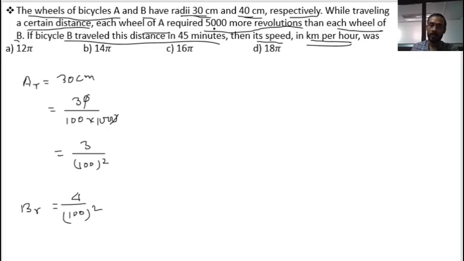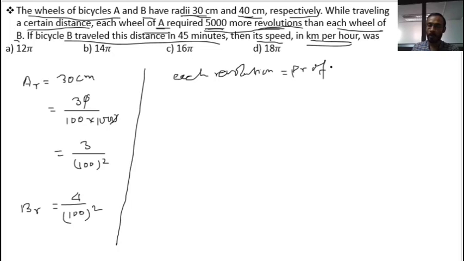Now here it is mentioned that for a certain distance, the wheel of A required 5000 more revolutions, right? So that means the wheel of B required 5000 less revolutions. Each revolution is basically the perimeter of the wheel. So here we can say that distance divided by the perimeter of wheel B will give us the number of revolutions. So that is 2 pi and B's R.